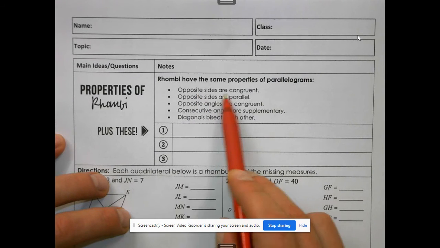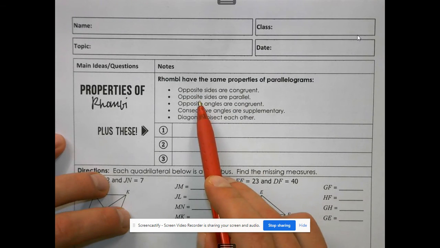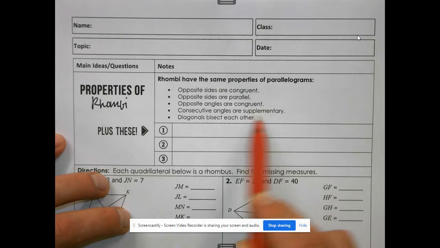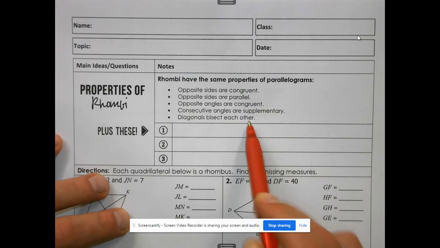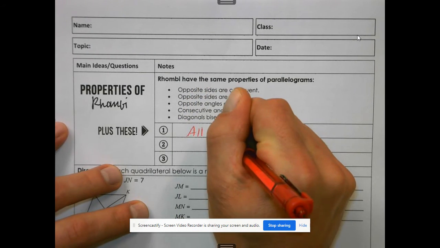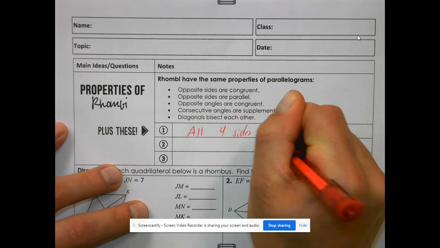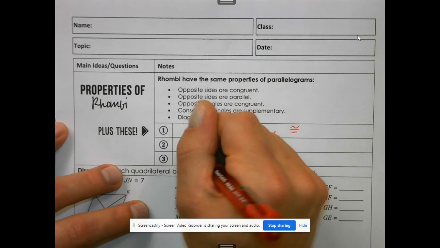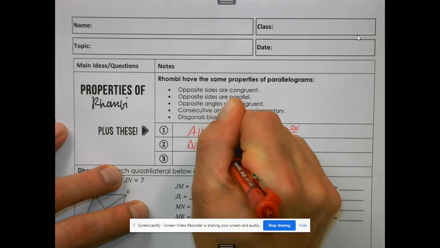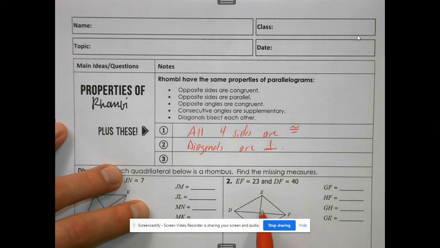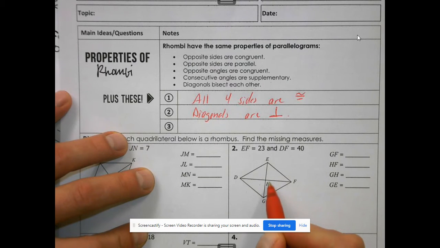Once again, opposite sides are congruent, opposite sides are parallel, opposite angles are congruent, consecutive angles add up to 180. Diagonals bisect each other, and plus 3 more, guys. In this one, for a rhombus, all 4 sides are congruent. All sides, same exact measurement. Diagonals are perpendicular, which means in the middle here, these guys are all going to be 90 degrees for a rhombus. 90 is the middle all the time for a rhombus and a square.